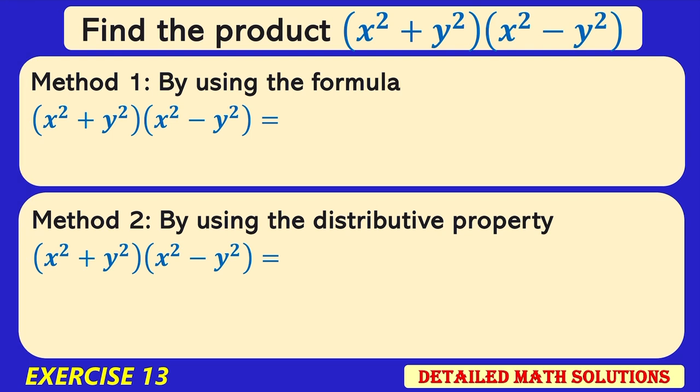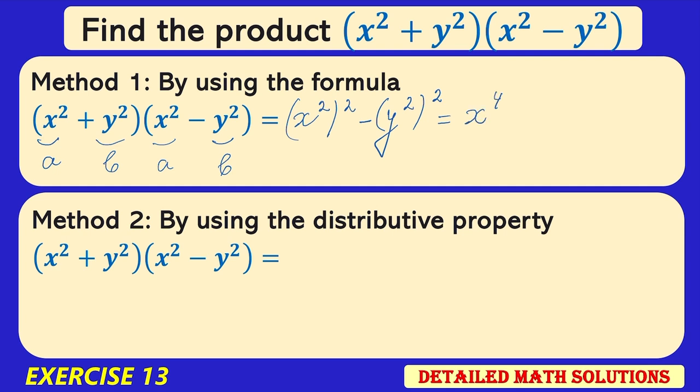Find the product x squared plus y squared in parentheses multiplied by x squared minus y squared in parentheses. When I use the formula, x squared corresponds to the a in the formula, and y squared corresponds to the b in the formula. When I apply the formula, this equals a squared minus b squared, or x squared in parentheses squared minus y squared in parentheses squared. When I simplify further, this equals x to the fourth power minus y to the fourth power.